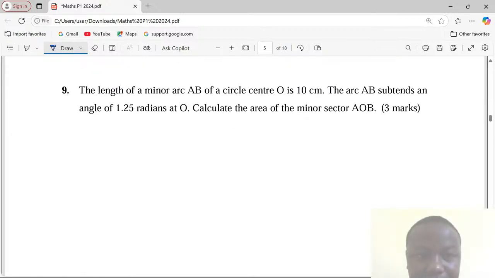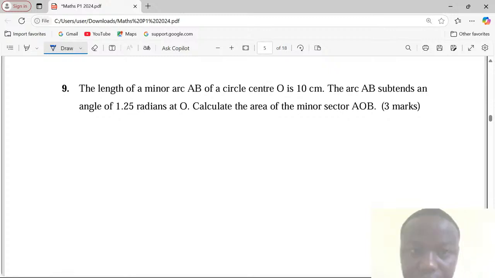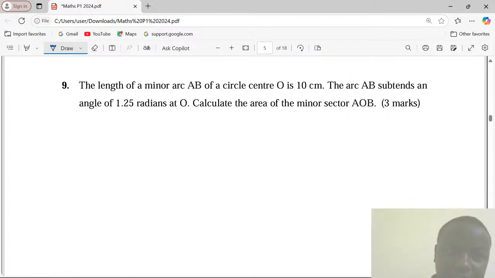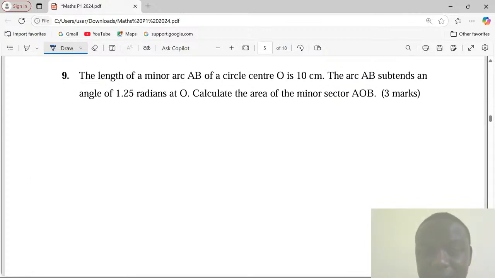Number 9. Let's look at number 9. The question says that the length of a minor arc AB of a circle center O is 10 centimeters. The arc AB subtends an angle equivalent to 1.25 radians at the center O. Calculate the area of the minor sector AOB. 3 marks. Area of the minor sector.